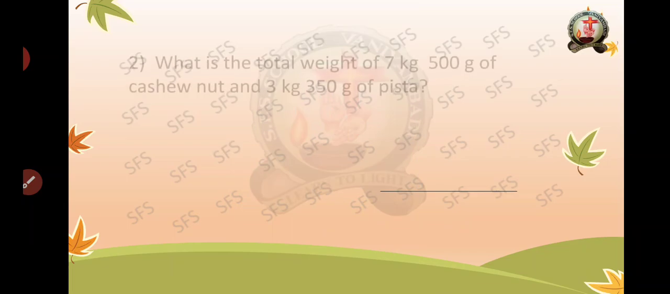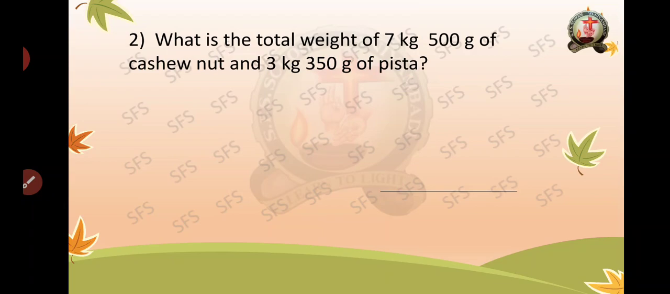Now we are going to solve the word problems. What is the total weight of 7 kg 500 g of cashew nut and 3 kg 350 g of pista? If the word total is mentioned in the question, then the problem is about addition. Children, keep in your mind, if the word total comes in a question, then the question is addition. It is similar to the basic problem, whereas here you have to write in terms of words.